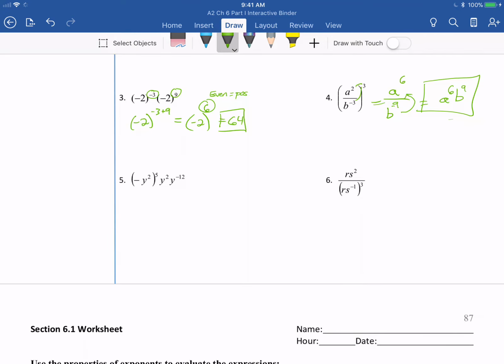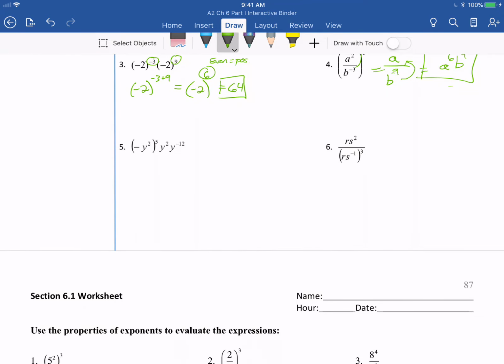All right, number 5 here. A little bit tricky. This has that negative in front of this y, so we have to be careful that the 5 distributes onto the y squared, and technically it goes onto that negative 1. But negative 1 to the 5th power is negative 1 times negative 1 times negative 1 times negative 1 times negative 1, 5 times, which is going to be negative 1.